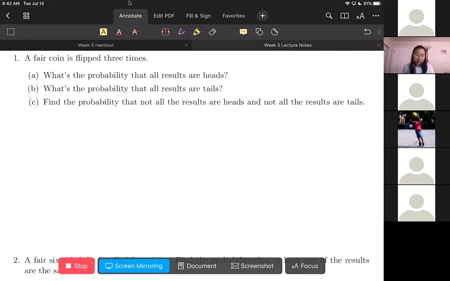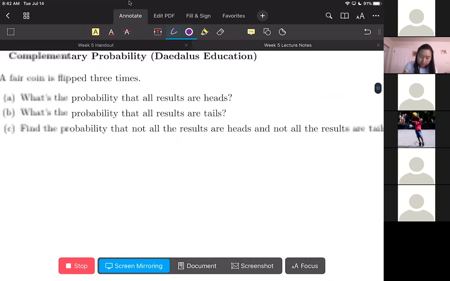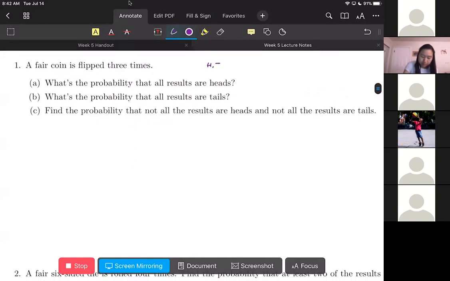And so let's take a look at how we might do this. So we flip a fair coin 3 times. We have basically, for each coin, we can flip heads or we can flip tails. So for part A, it says, what's the probability that all the results are heads? How would you do this?